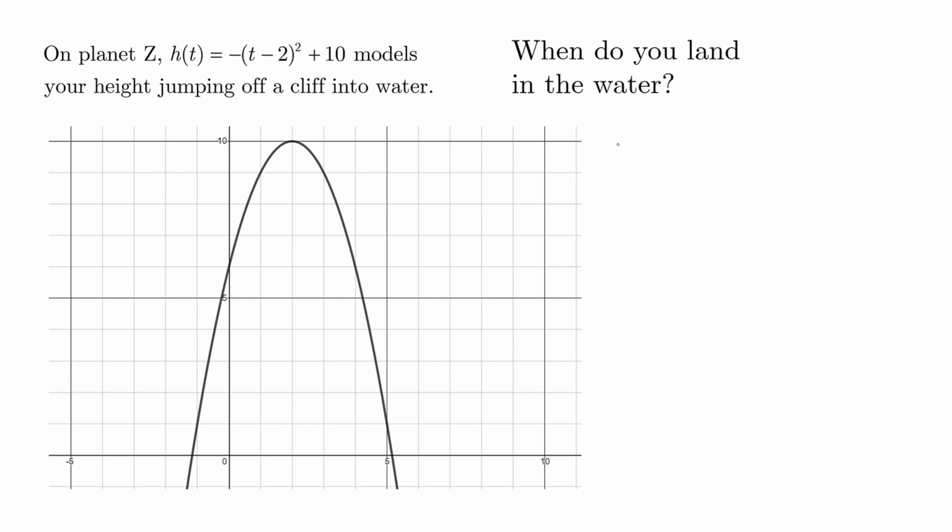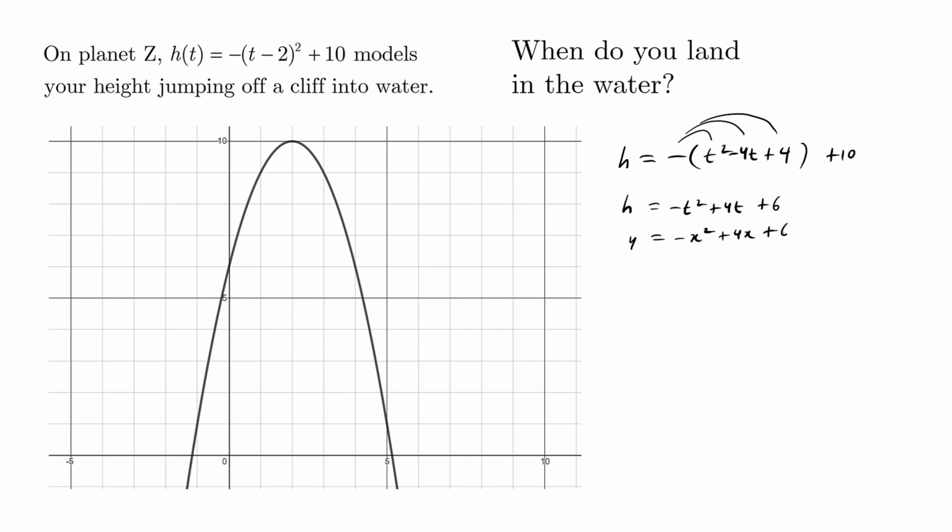Now another way of solving this is to use the quadratic formula. We have h equals negative, and I'm going to expand this t minus 2 squared out. This is going to be t squared minus 4t plus 4 plus 10. I'm going to distribute the negative sign. So we have negative t squared plus 4t minus 4 plus 10, which is plus 6. So we're used to y's and x's, but the quadratic formula still applies. Let me just remind you, this is similar to y equals negative x squared plus 4x plus 6.